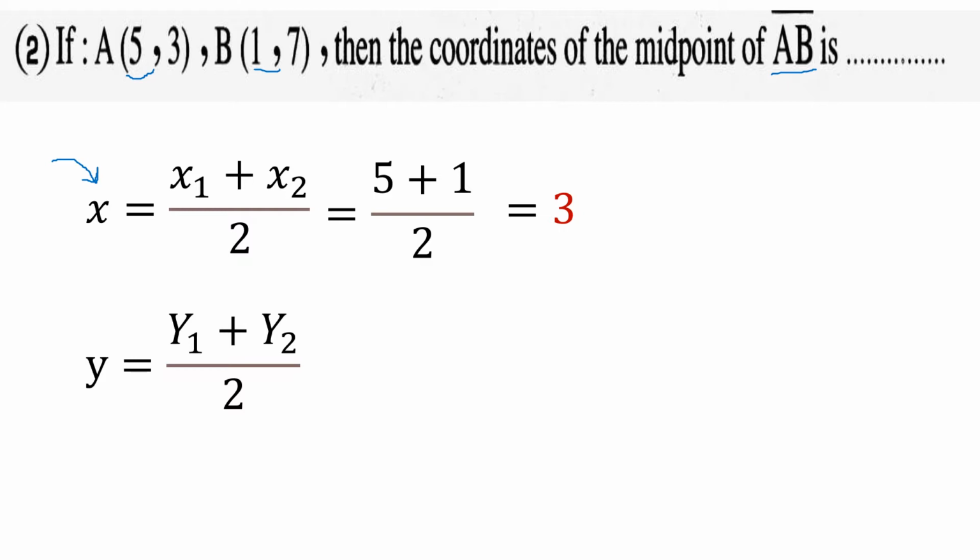Put the rule. y equals y1 plus y2 over 2, let's substitute. y1 is 3, y2 is 7. So 3 plus 7 over 2, which will give me 10 over 2. So the final answer of it is 5. So the midpoint is (3, 5).